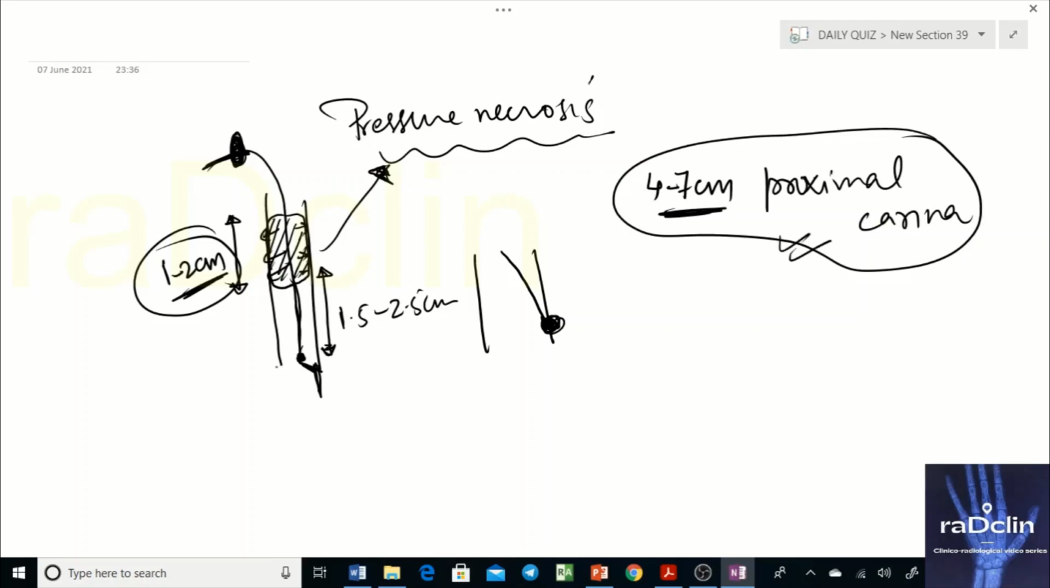So this means clearly that, let's say, carina must be somewhere down there. Okay, and if this tube is inserted normally, it should be around somewhere here, that 4 to 7 centimeter proximal to carina. Okay, so the tip is here, and the balloon is here, and the balloon is exerting pressure over the tracheal wall. So this means that the inflammation should extend for around 2 centimeter length. The extent of the inflammation should be around 2 centimeter, and this means that it is 2 centimeter proximal to the tip.